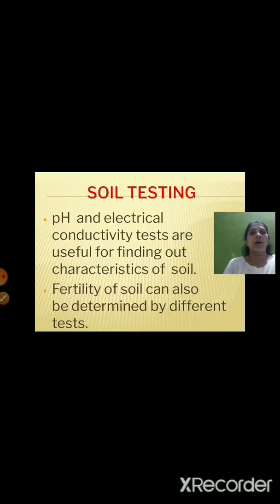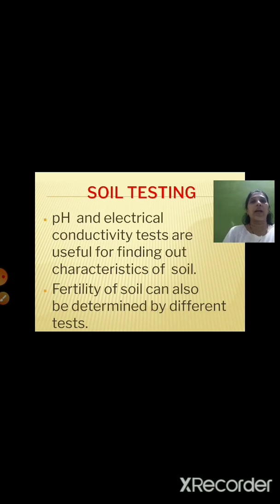Now with soil testing, the pH and electrical conductivity tests are useful for finding out the characteristics of the soil. If you want to find out the soil characteristics, then pH and electrical conductivity tests are the two major tests by which you can do that. You can also find out the fertility of the soil, but there are different tests for it.